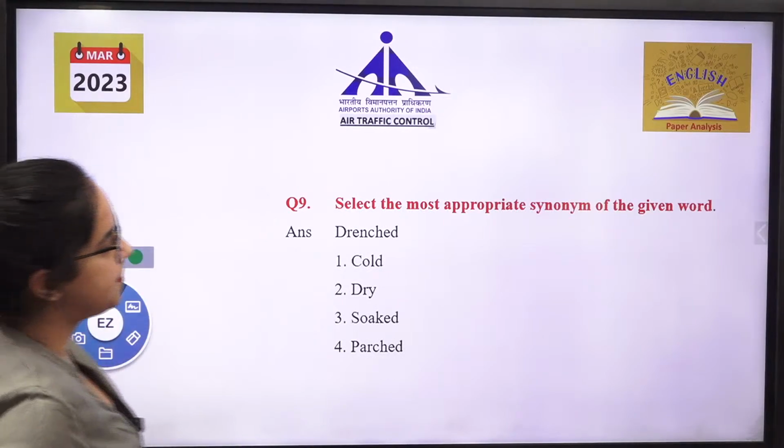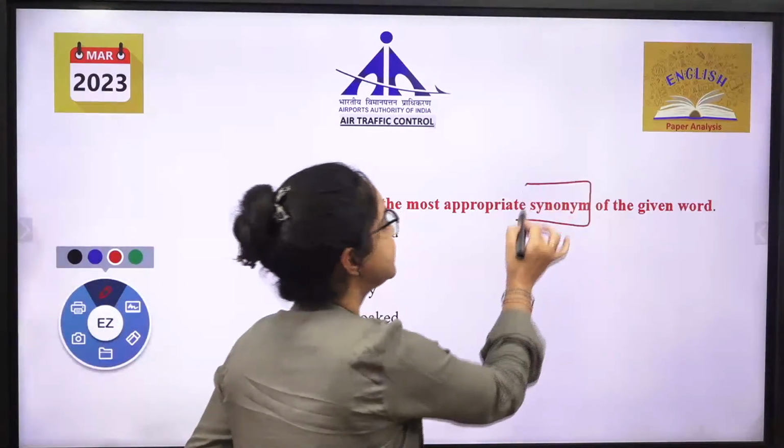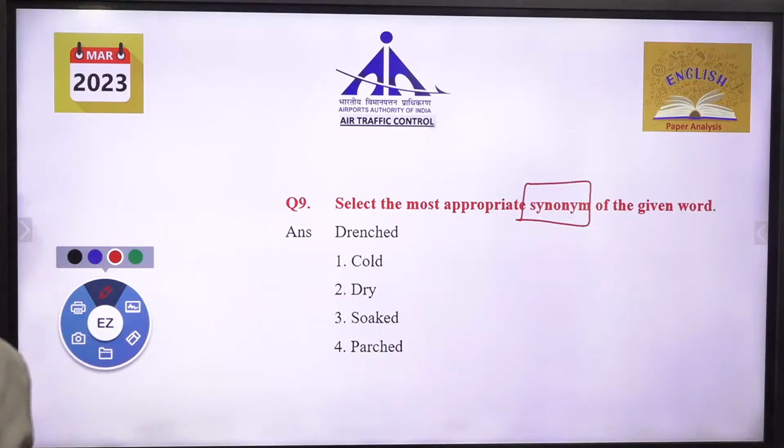Next we have is the ninth. This is based on the vocabulary and the synonym part. Now with this I'm going to discuss 5 different vocabulary words also with you. Tell me the answer first.